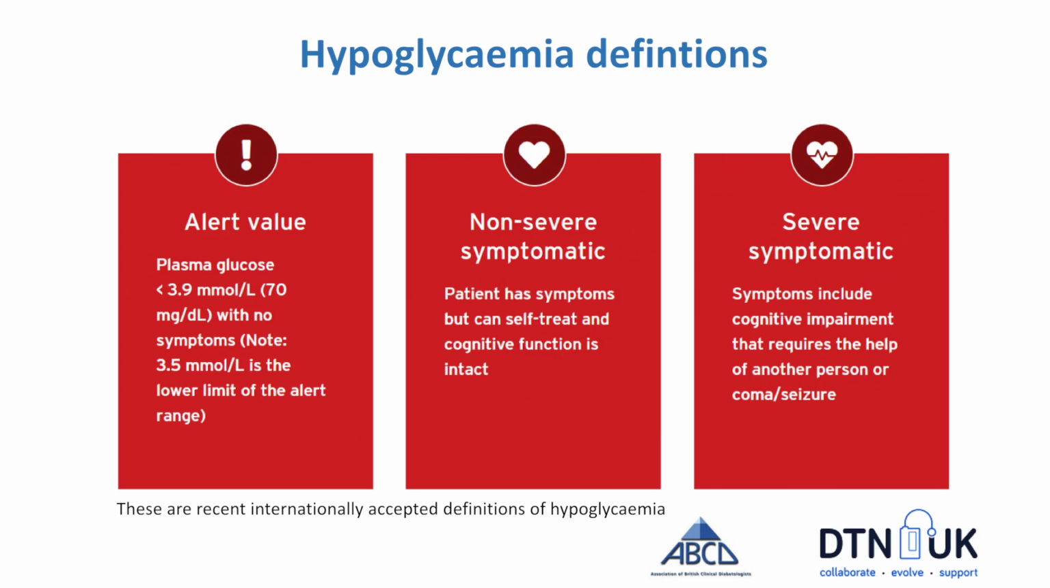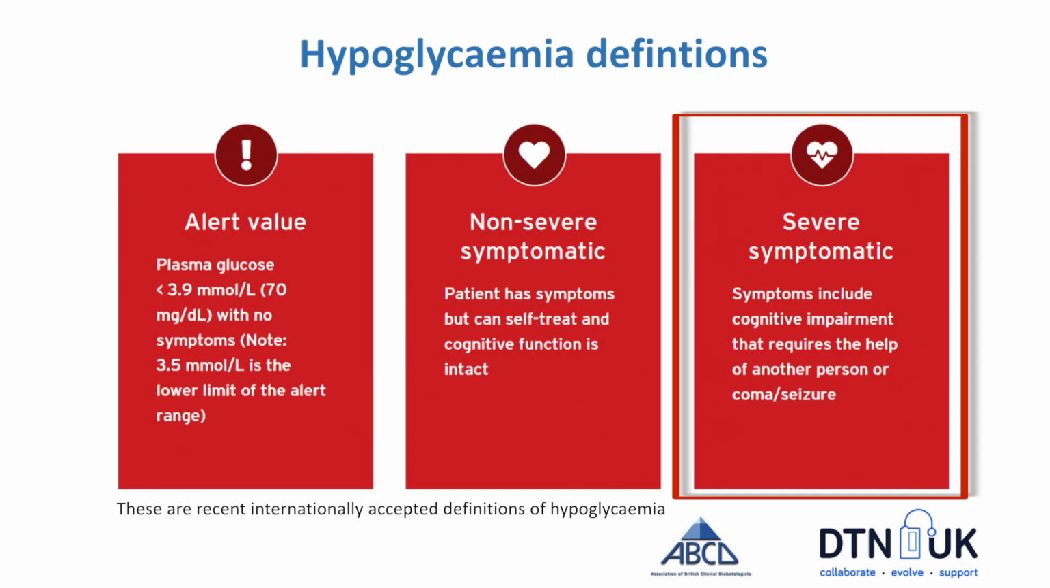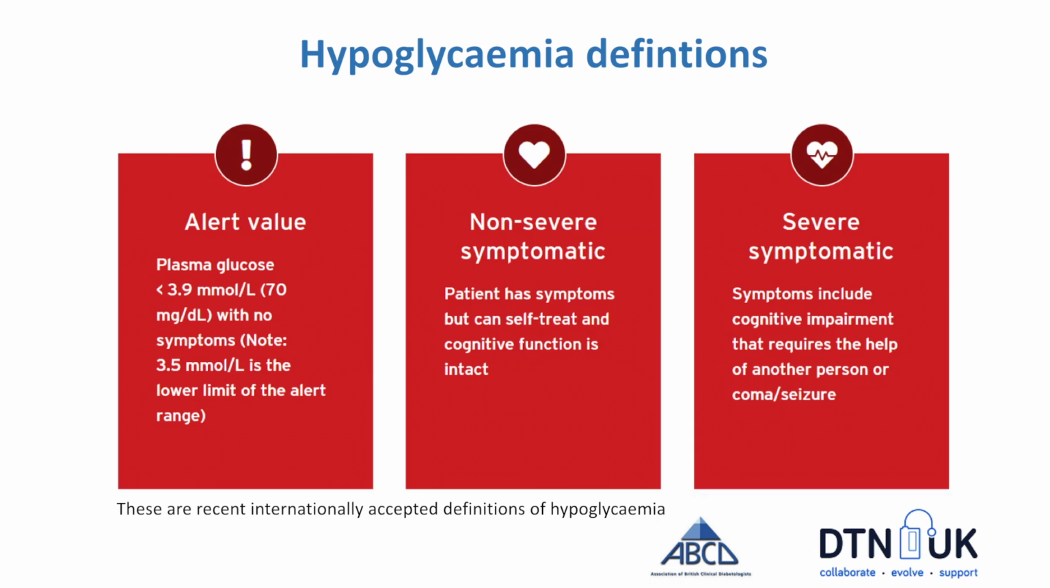And finally, we have the events that we hope no one experiences, and these are serious or severe hypoglycemia. So severe hypoglycemia is when your blood glucose has been low for so long that it's affected your brain's ability to function, and you either lose consciousness or you need someone else to help you out and restore your blood glucose back to normal.